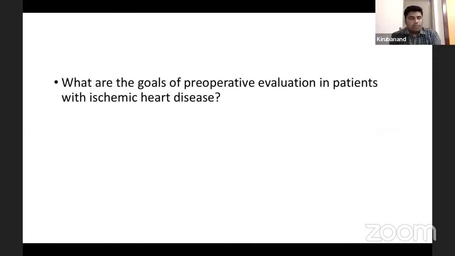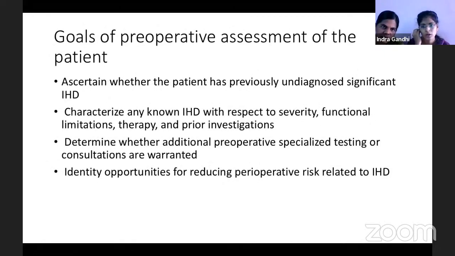Since you know your patient now, what are your goals in a preoperative evaluation in patients with ischemic heart disease? Since the patient is a known CAD, sir, I want to assess the severity of the disease and functional limitation, and the tablets the patient is taking and prior investigations. I want to look into whether this patient needs any preoperative specialist testing or consultation, and any risk factors which can be reduced preoperatively, I have to look into that and reduce it, sir.